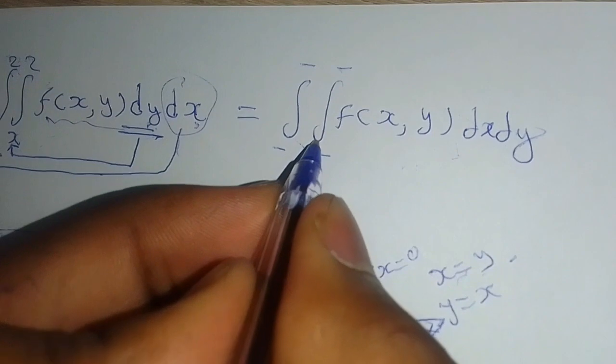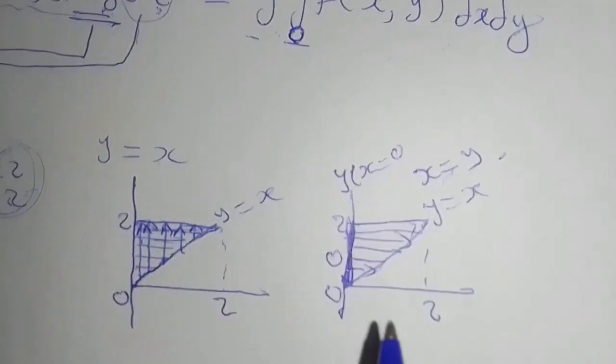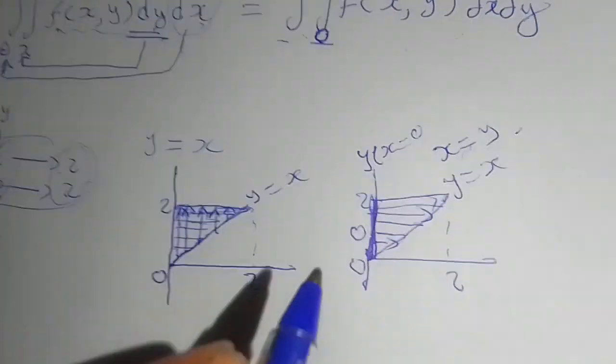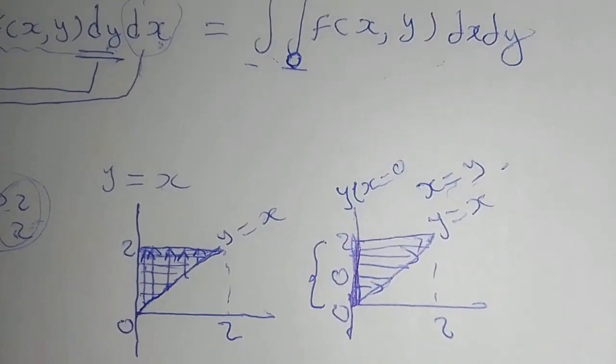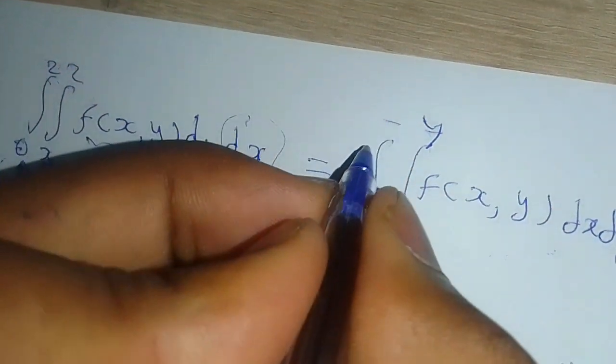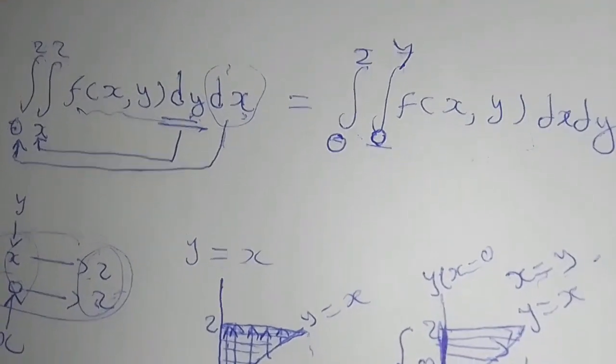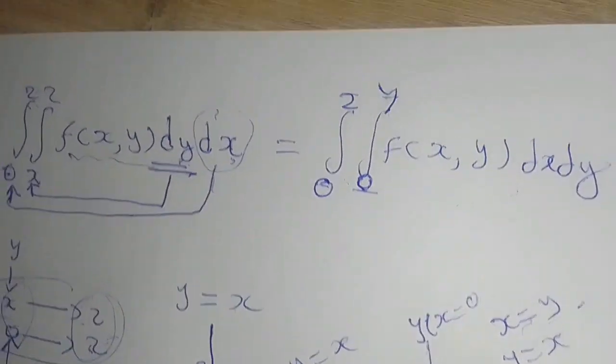So we can then rewrite that x goes from 0 to y. And then what happens to y then? Y just technically moves from 0 to 2 if you check. So we can rewrite this integral as this integral. So this integral and this one are just basically the same thing. Okay, so let's try another example.